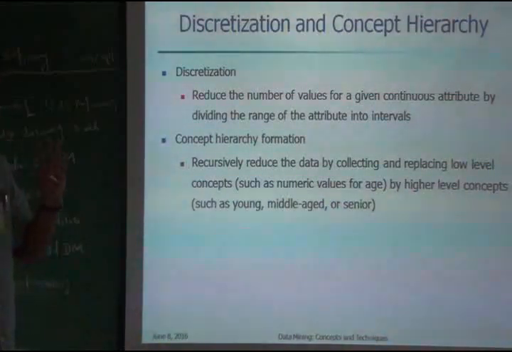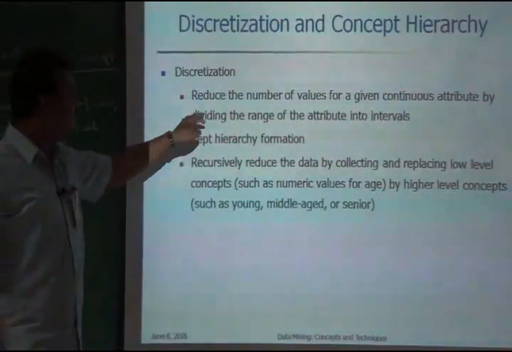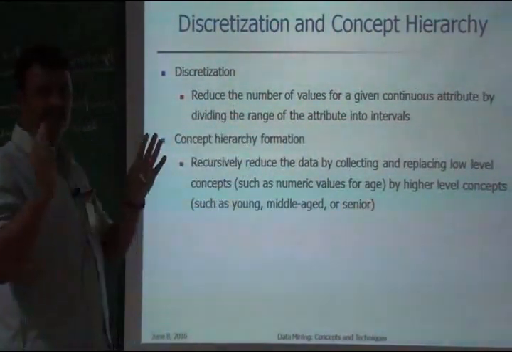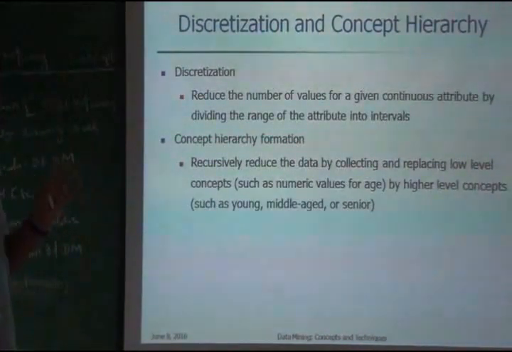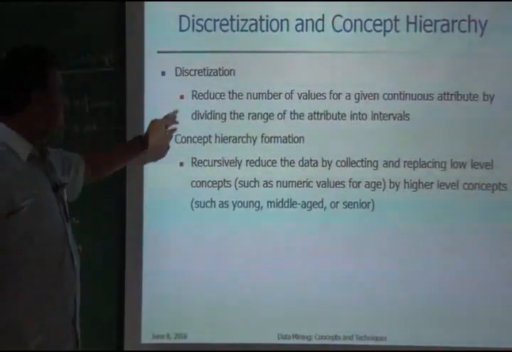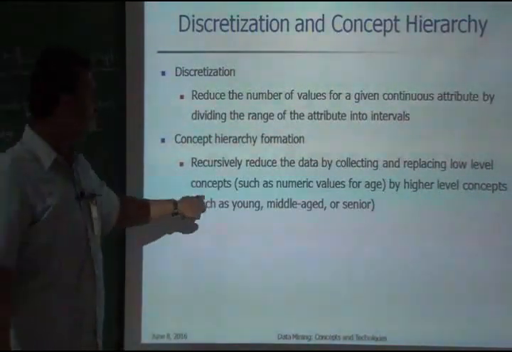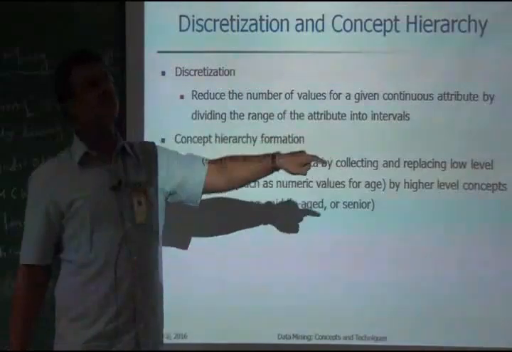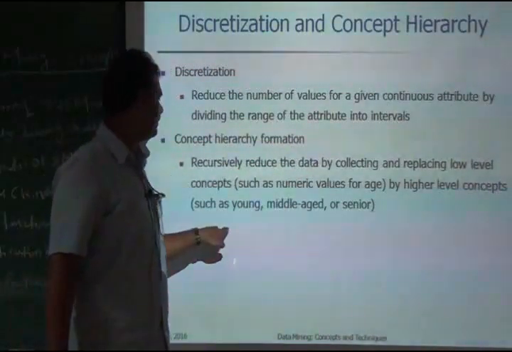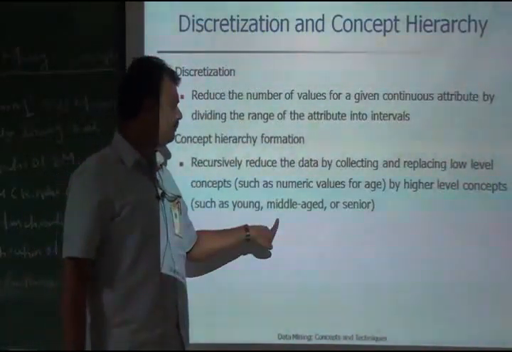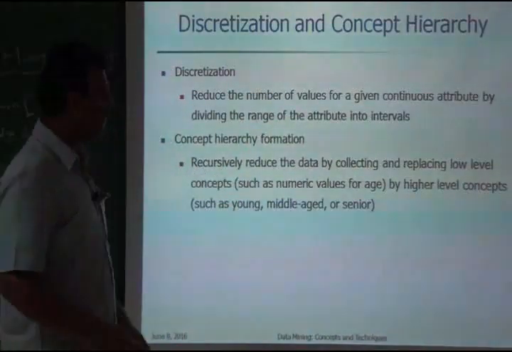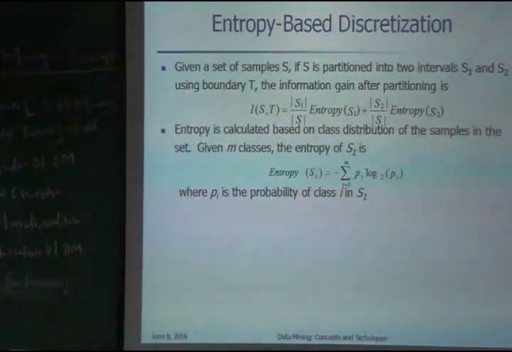Discretization and concept hierarchy divide the range into intervals and reduce the number of values. Dividing the range of the attribute into intervals is called discretization. But in concept hierarchy, we replace the lower level value by the higher level concept. Age can be replaced by young, middle age, or senior.